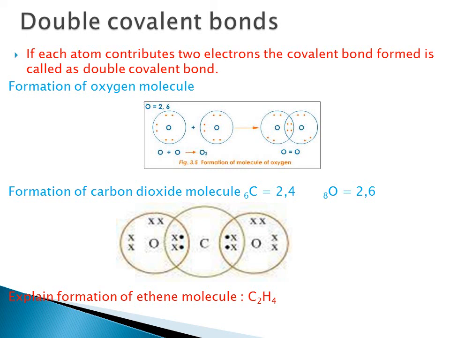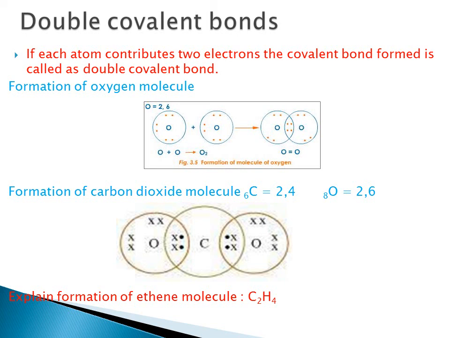You can see that clearly in the diagram. Their valence shells overlap and they share 2 electrons with each other. And after sharing, we can see there are 2 shared pairs of electrons between the 2 atoms, or each atom shares 2 electrons with the other atom. So this is an example of double covalent bond. One more example of double covalent bond is the formation of carbon dioxide molecule. This molecule is made up of carbon and oxygen.